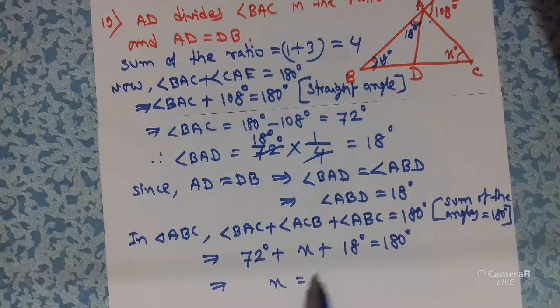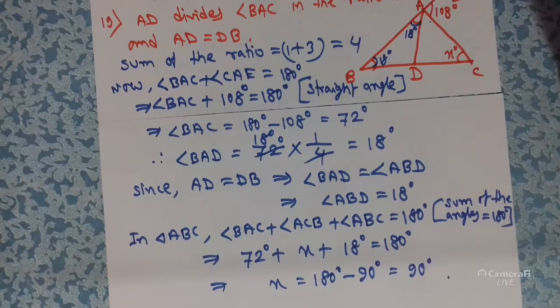Now x is equal to, here 72 plus 18 is 90. If we transfer 90 to the right hand side, it will be minus 90. So 180 minus 90 is 90 degrees. So the value of x is 90 degrees. Okay students. Now next question.